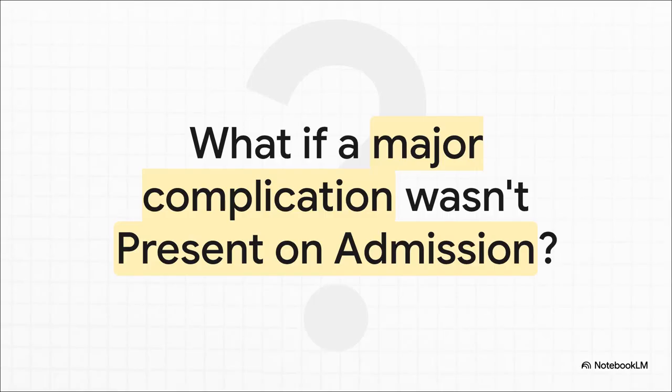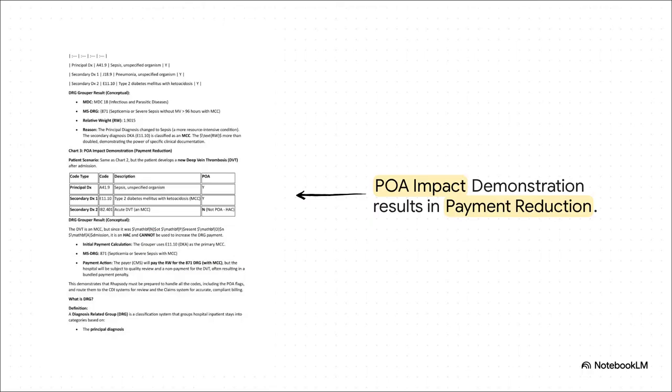But wait, here is a curveball for you. What exactly happens if a patient receiving cellular therapy develops a severe complication, let's say a deep vein thrombosis, after they are already admitted to the hospital? This is where the present on admission, or POA, indicator steps into the spotlight. If a DVT is flagged with an N for not present on admission, it officially becomes a hospital-acquired condition, or an HAC. And here's the kicker.